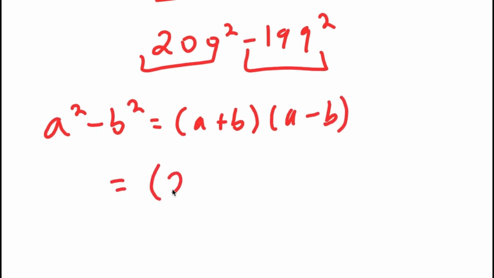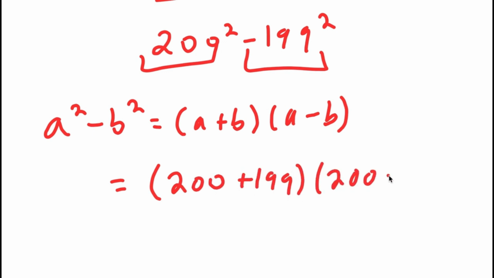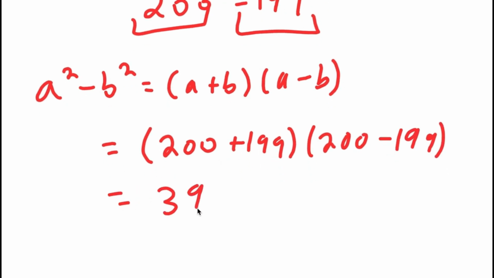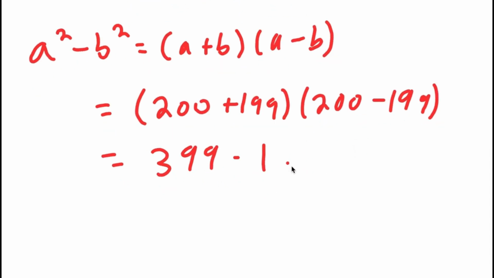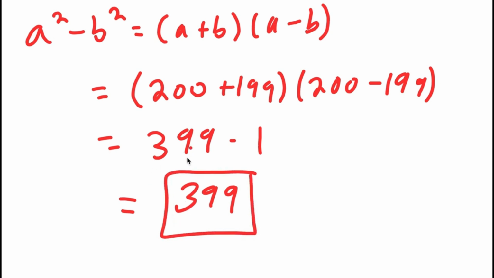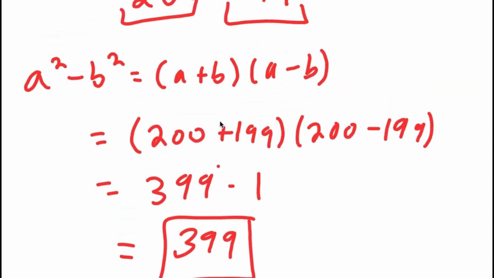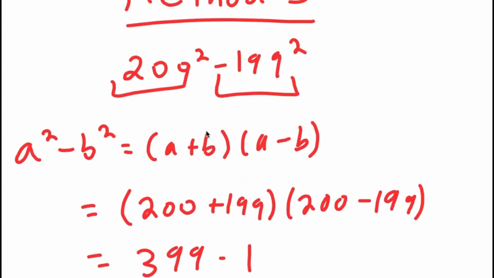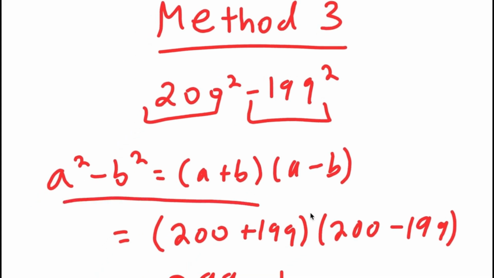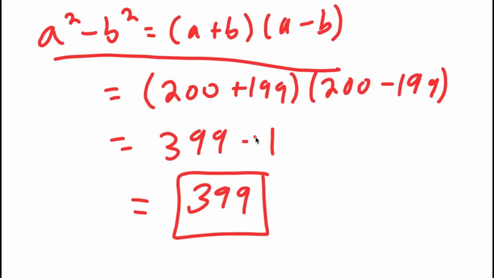So this means that I get 200 plus 199 times 200 minus 199. 200 plus 199 is 399, and 200 minus 199 is simply 1. So I get 399 times 1, which is just 399. And as you can see, this is probably the most efficient out of the three methods because I've solved it the fastest. So whenever you see something in the form a number squared minus another number squared, always use this property because it's really helpful to solving the problem fast.